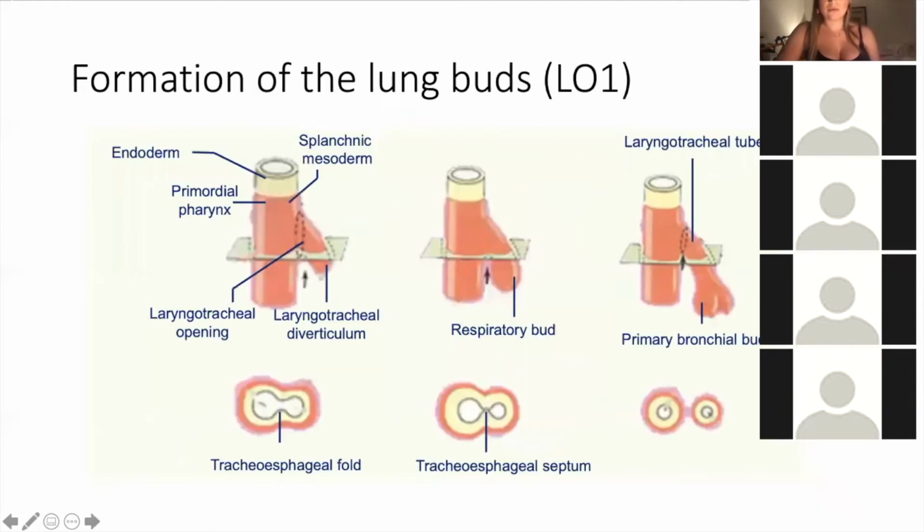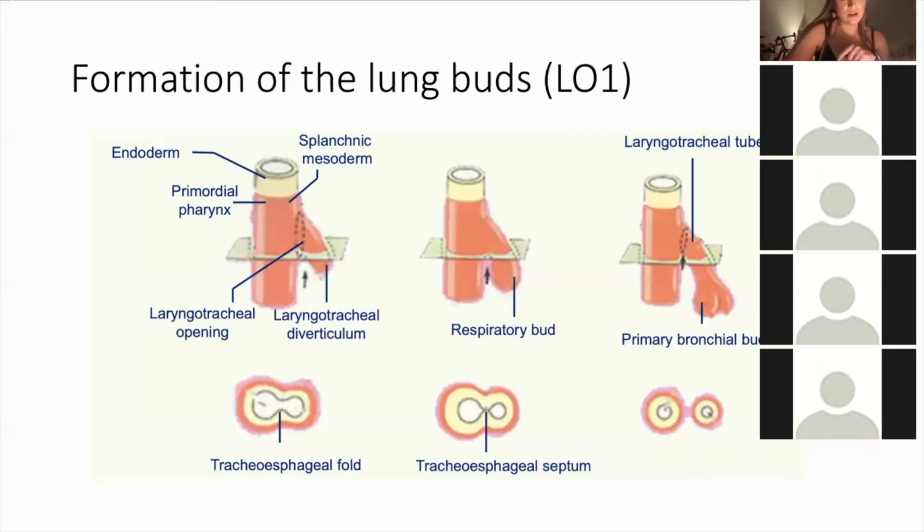Okay, so formation of the lung buds. I've tried to make it as simplistic as possible. This is in a stepwise pattern. You can see here we've got this endoderm in pale yellow, coated in splanchnic mesoderm, and we've got a primordial pharynx, so it's in the very early stages. Coming off that, we've got a laryngotracheal opening, and then a diverticulum, which is just, as you know, a kind of outpouching coming off the side.